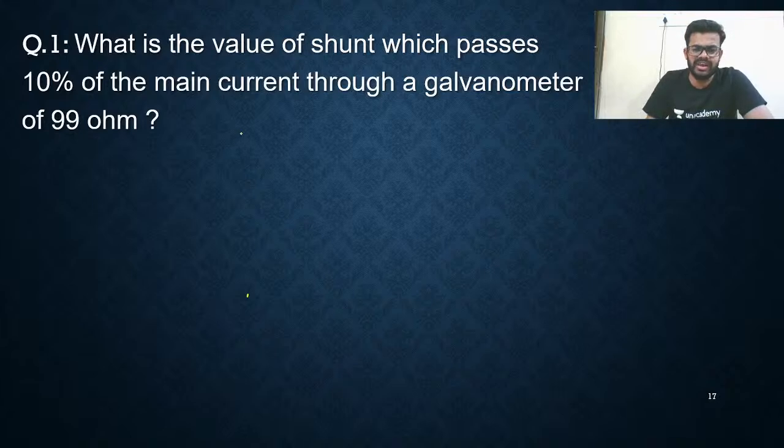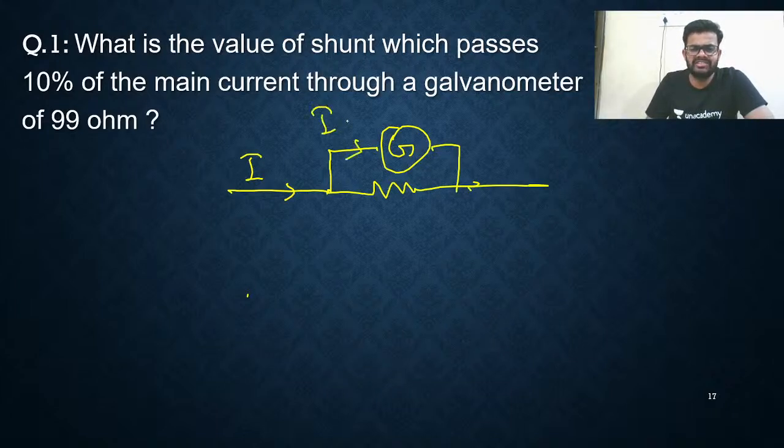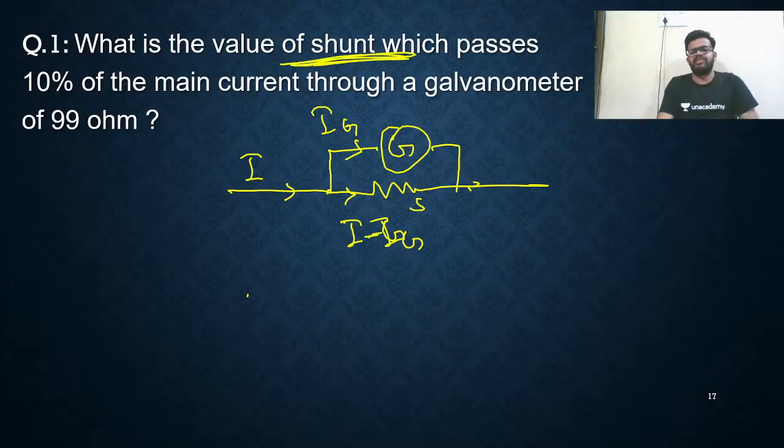So in the question, this is the total current I, this is the galvanometer, and this is the shunt. It is given that Ig is the galvanometer current, and the current through the shunt will be I minus Ig. So the question is, what is the value of the shunt? Find the value of the shunt.